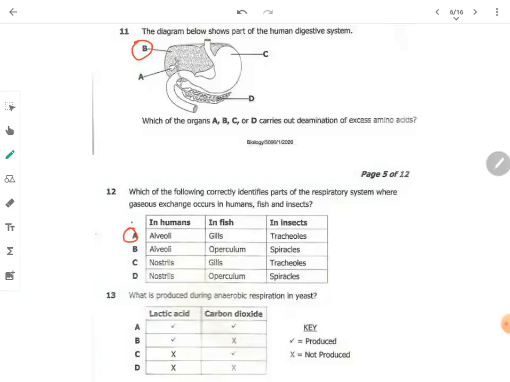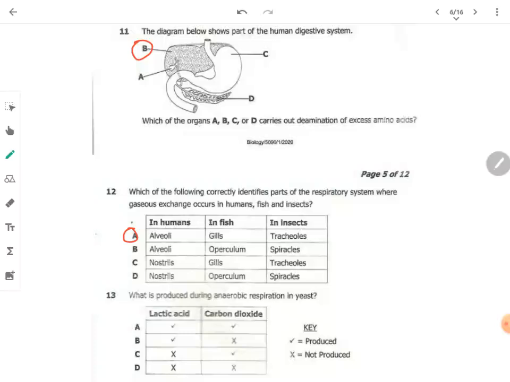We go to question 13. Question 13 says, what is produced during anaerobic respiration in yeast? Now, in yeast, you know that is the fermentation. Now, whenever there is fermentation occurring, what is produced in yeast during anaerobic respiration? Is it lactic acid, carbon dioxide? Therefore, we have only carbon dioxide.